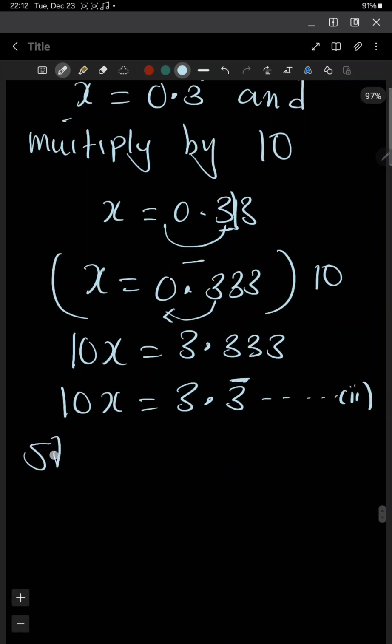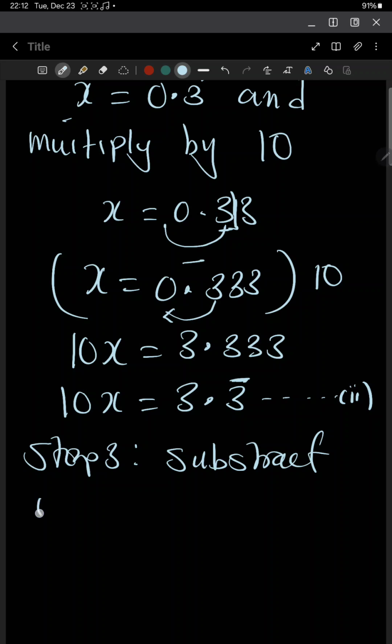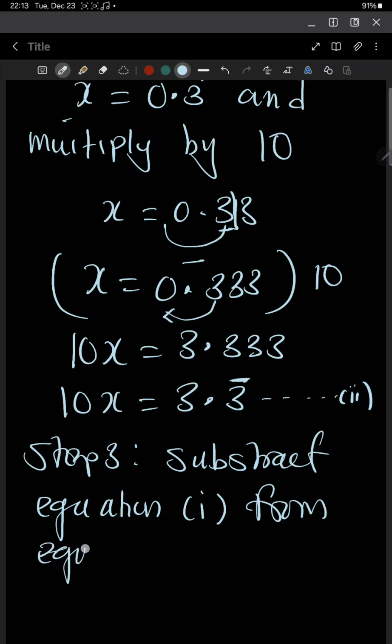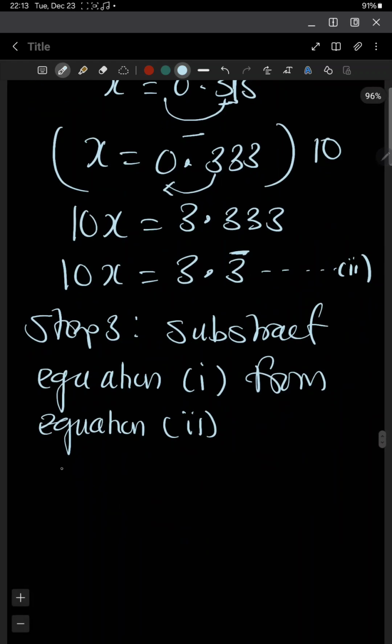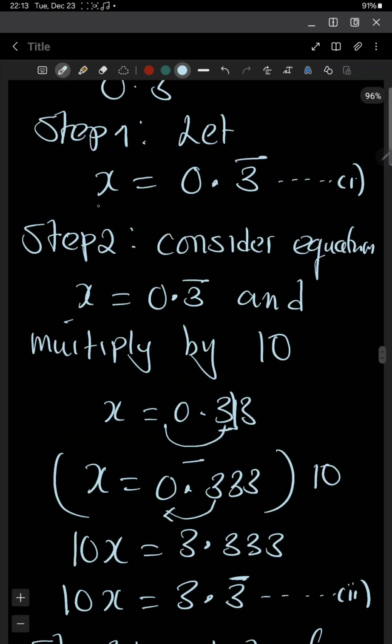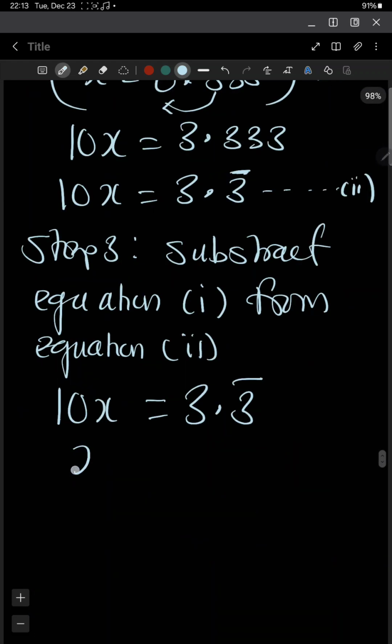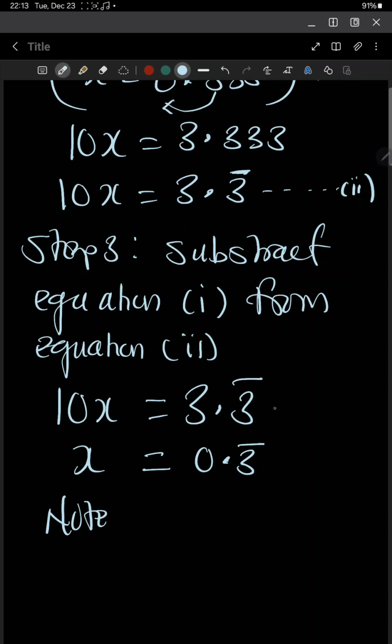Then step 3: subtract equation 1 from equation 2. You should start with equation 2: 10x equal to 3.3 bar. Our equation 1 is x equal to 0.3 bar. Take note, you subtract this side and also that side. So 10x minus x is 9x. After that, 3 bar minus 3 bar is 0, so we remain with 3.